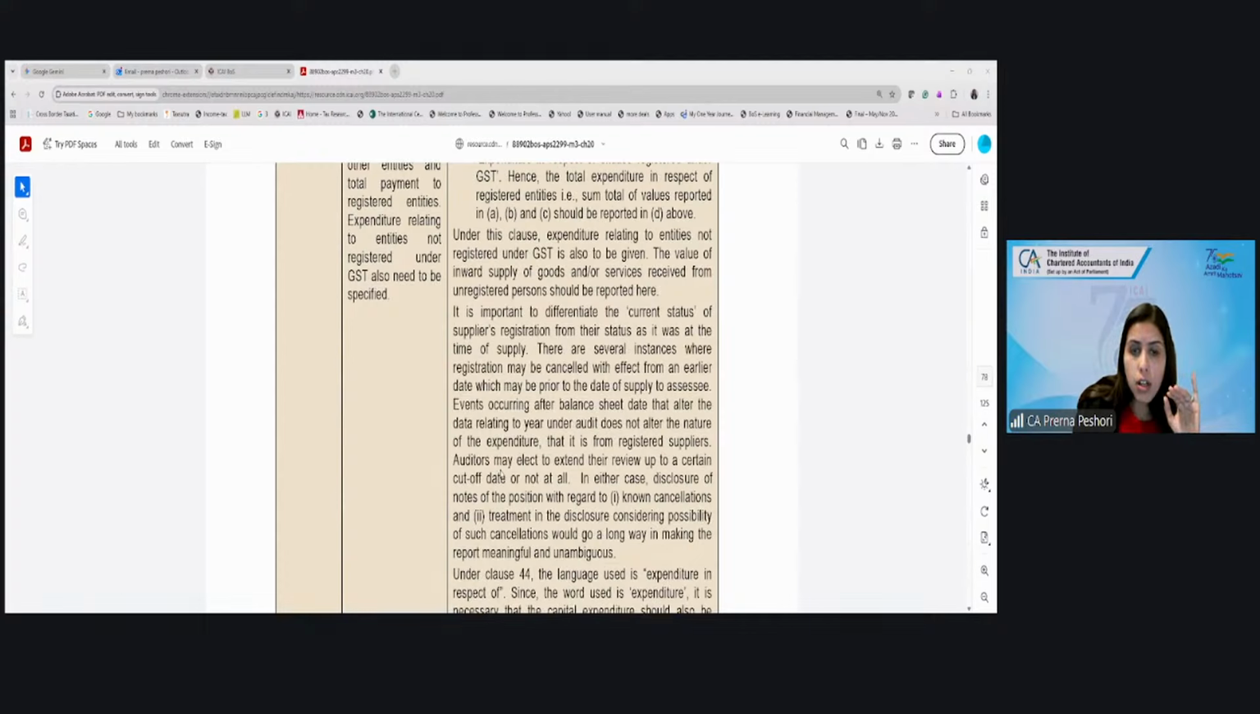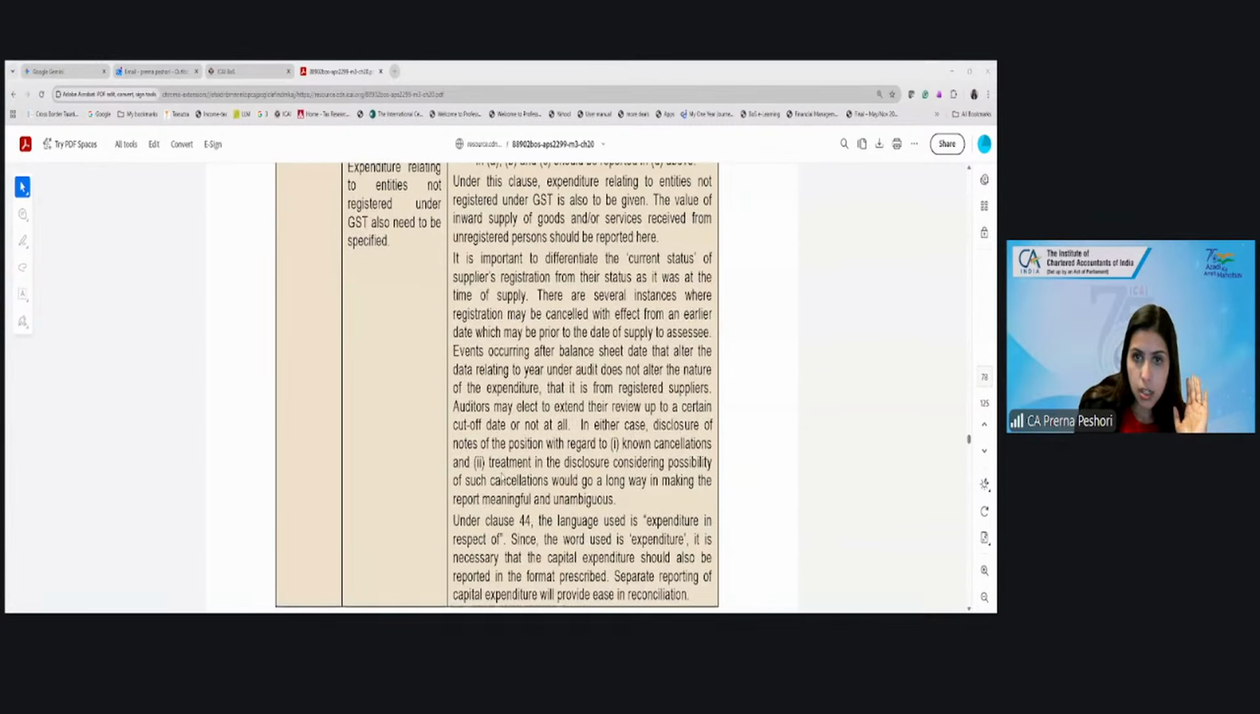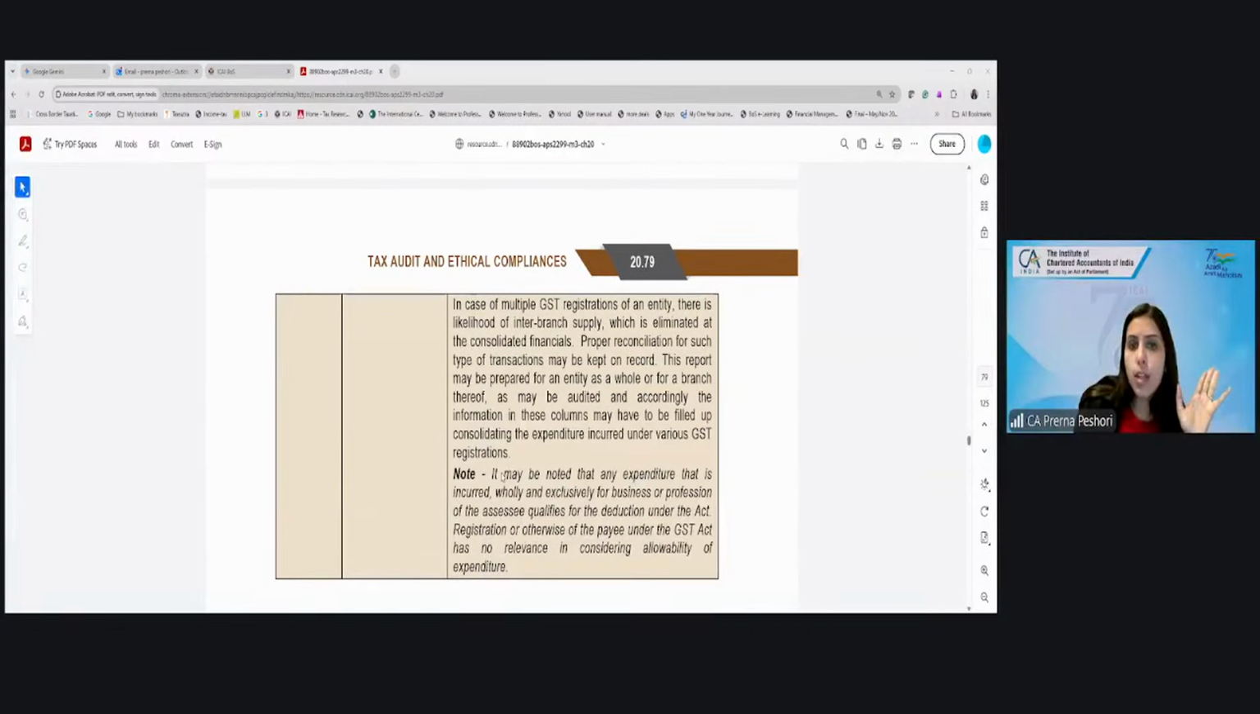So if, let's say, for example, the registration of the supplier has been cancelled, you need to see it on the balance sheet date. Events occurring after the balance sheet date that alter the data do not alter the nature of expenditure, because at that point in time it was from a registered supplier. So that breakup needs to be given. And here the wording is expenditure, so capital expenditure will also be included.